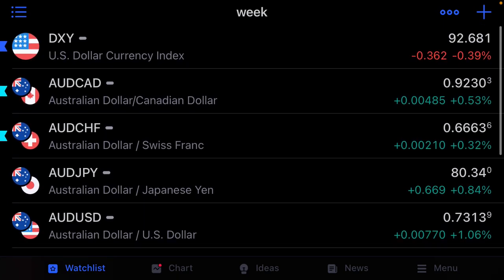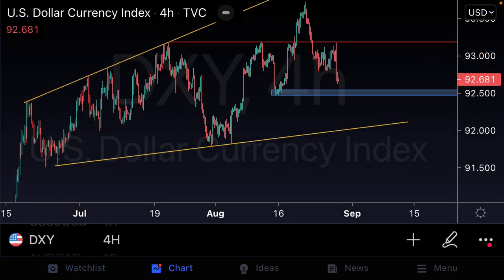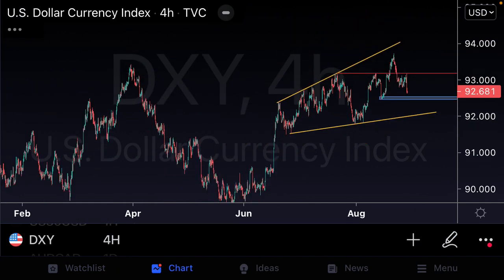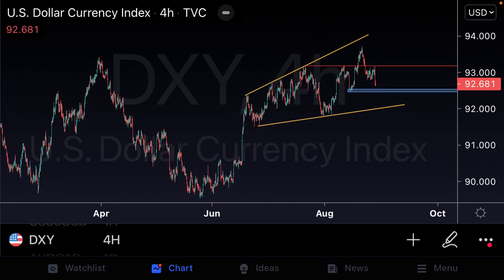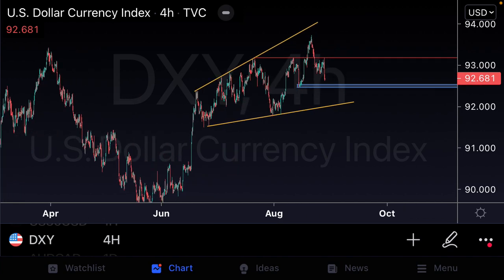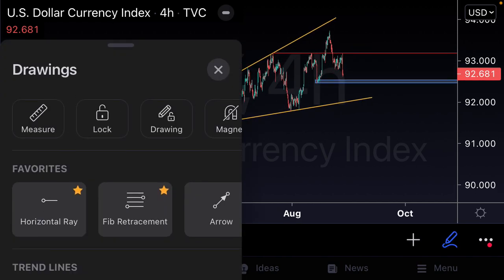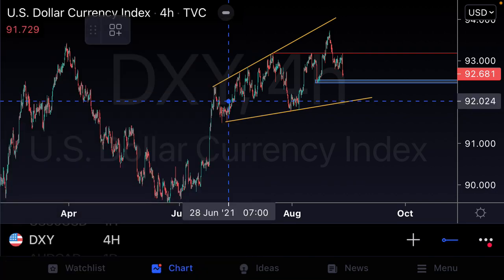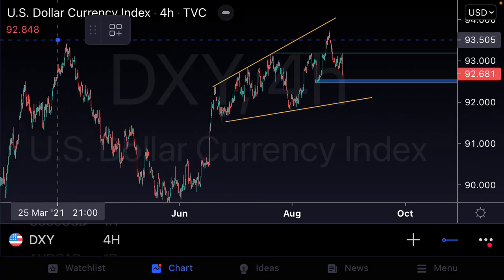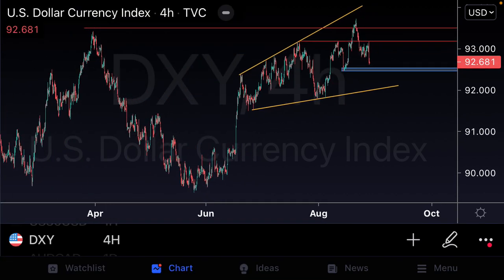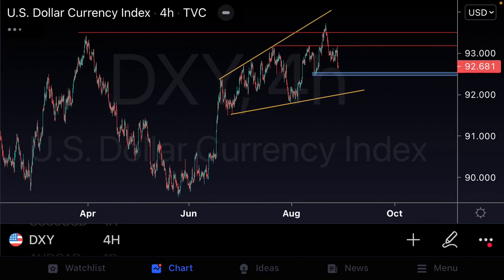And in today's analysis session, we're going to be getting into the DXY, Aussie CAD, Aussie Swiss franc, Swiss yen, New Zealand dollar CAD, and USD ZAR. Now, to kick things off, guys, we're going to get straight into the DXY. We're going to keep onto the 4 hour just so that we keep our analysis very relevant and recent.